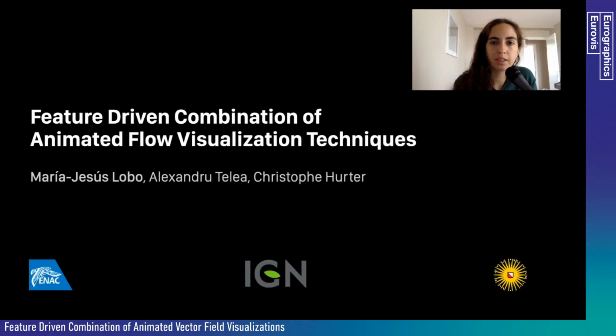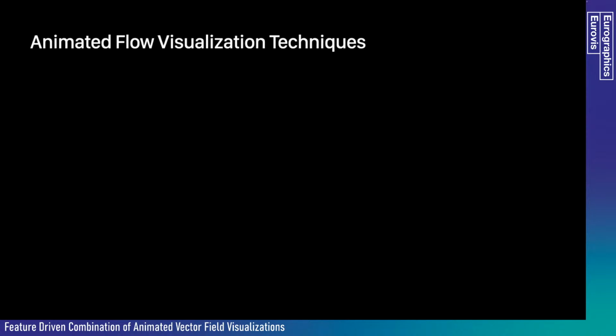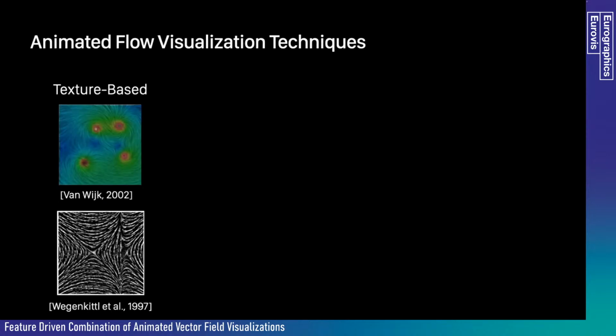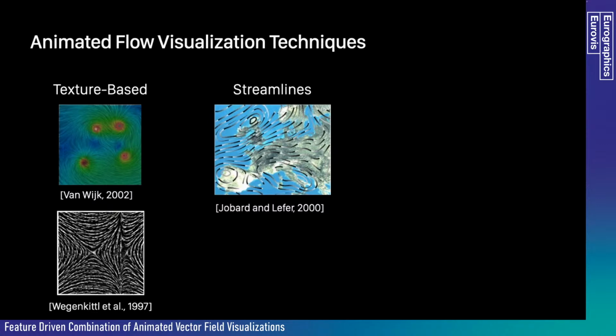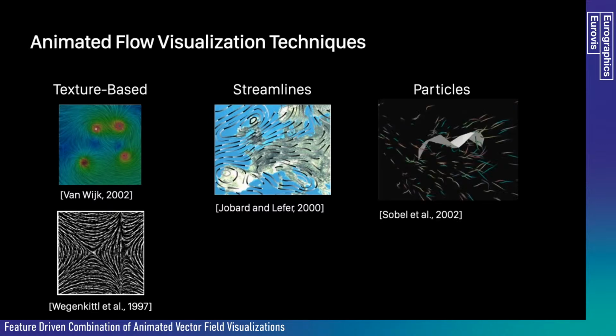Hello, I will be presenting our work on feature-driven combination of animated flow visualization techniques. This is work I did jointly with Alexandru Telea and Christophe Hurter. Animation is an intuitive way to depict flow data because it can show flow direction, orientation, and magnitude. Several approaches exist to do so, such as texture-based methods, animated streamlines using a cyclic map, or particles that move through the field.